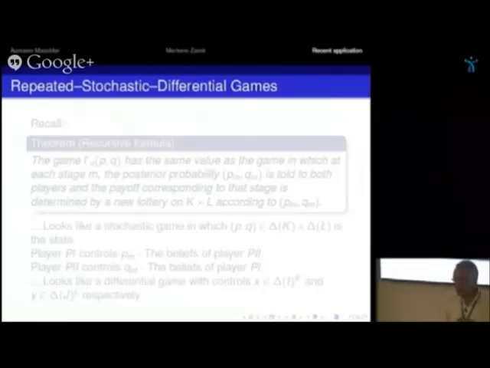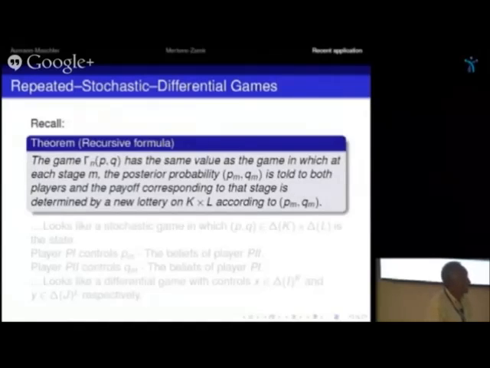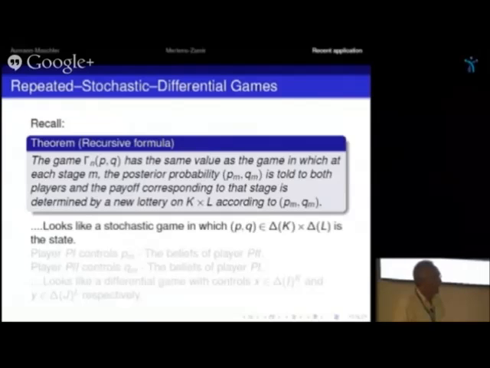Now, I would like to explain why this became, maybe one of the reasons that it became relevant to other fields. I want you to recall what we had before, this recursive formula. If you look at this recursive formula, what do we have here? We have that we can think of PM, QM as a state variable, and this looks very much like a stochastic game, where the state is moving in this space.